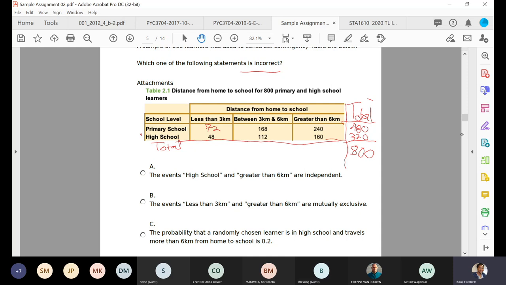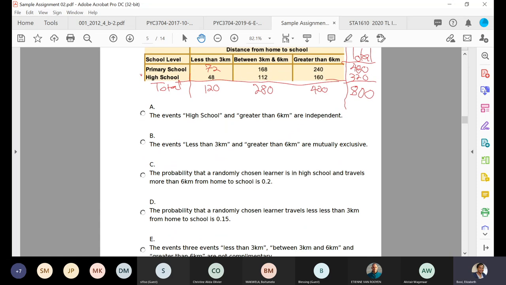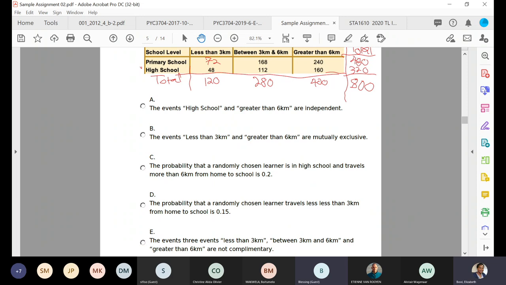That gives 72. Calculate 72 plus 48, which is 120. And 168 plus 112 is 280. 240 plus 160 is 400. So if we add all of them, they should give us 800. Okay, so now we're ready to answer the questions. Okay, number A.